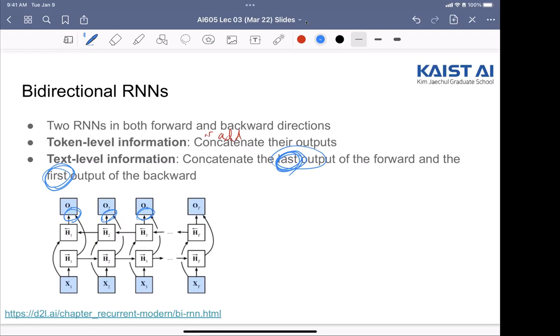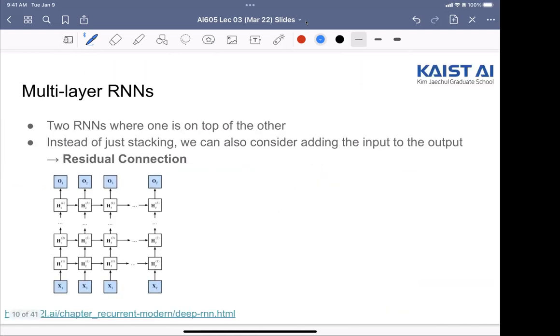But it's worth noting, because people have used this a lot in the initial deep learning age, especially like 2014, 2015, 2016-ish. Another application of RNNs is that you can stack several RNNs. It's similar to bidirectional in that you have multiple RNNs, but the difference is that in bidirectional, the two RNNs, forward and backward, are still in parallel, but in multi-layer RNNs, one is on top of the other. But then instead of just stacking, it's good to consider adding the input to the output. This is called residual connection, and it's very common these days, but it was not back then.